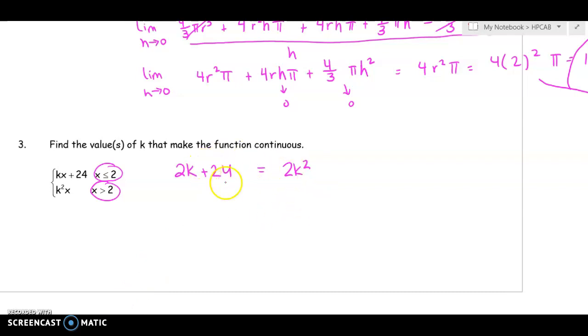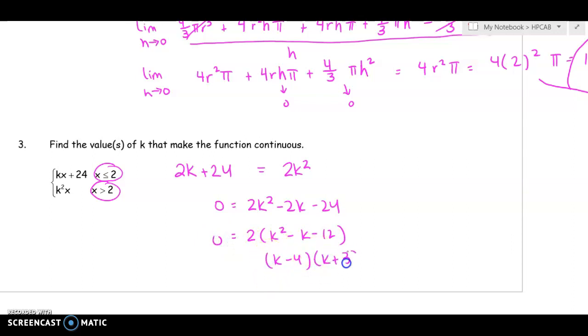So I'm going to bring everything over to the right so that k squared stays positive. All right, so minus 2k minus 24. I can factor out a 2, k squared minus k minus 12. We can factor that. It's going to be k minus 4 times k plus 3. And then you set those things equal to 0. You're going to get k equals 4 and k equals, sorry, negative 3. So those are going to be your answers, k equals 4 or k equals negative 3.